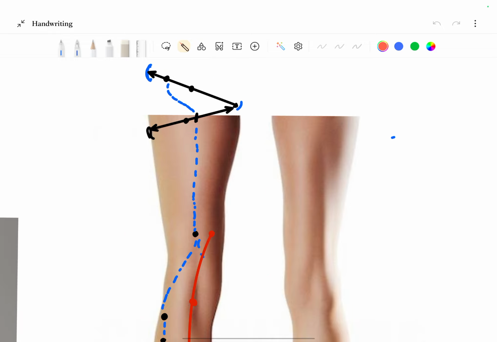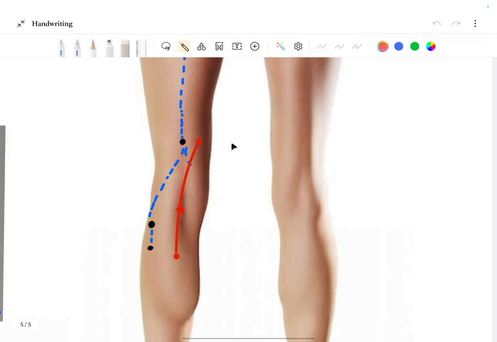Clear? Yes. Now let us move further. This is the midpoint of the junction of the upper 2/3 and lower 1/3, or middle 1/3 and lower 1/3. Both are the same. Now slightly medial to this point will be the first point of this artery. Now you will guess the artery. This is the first point of the artery.